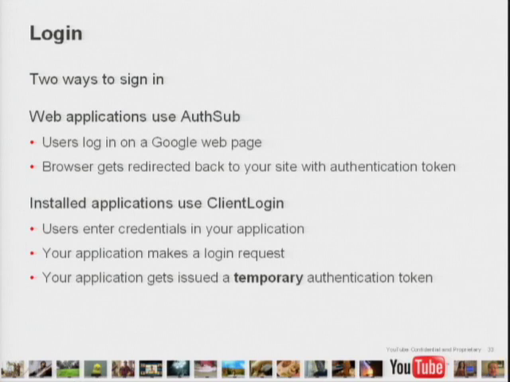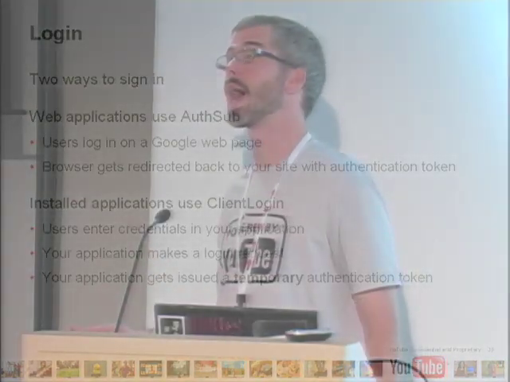The reason is that we don't have the ability to manage those tokens with client login. With AuthSub, the user can go and after the fact revoke access, which is something you need to be prepared for. But it gives the user confidence that their credentials only go to Google and they can manage the application's access after the fact. Since they can't do that with client login, those tokens are temporary.